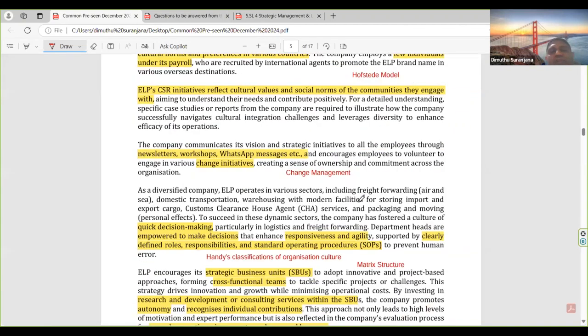ELP's CSR initiatives reflect cultural values and social norms of the communities they engage with, aiming to understand their needs and contribute positively. So CSR also can be tested here. We talk about CSR. ELP's CSR initiatives reflect cultural values and social norms of the communities they engage with, aiming to understand their needs and contribute positively. For a detailed understanding, specific case studies or reports from the company are required to illustrate how the company successfully navigates cultural integration challenges and leverages diversity to enhance the efficacy of its operations.